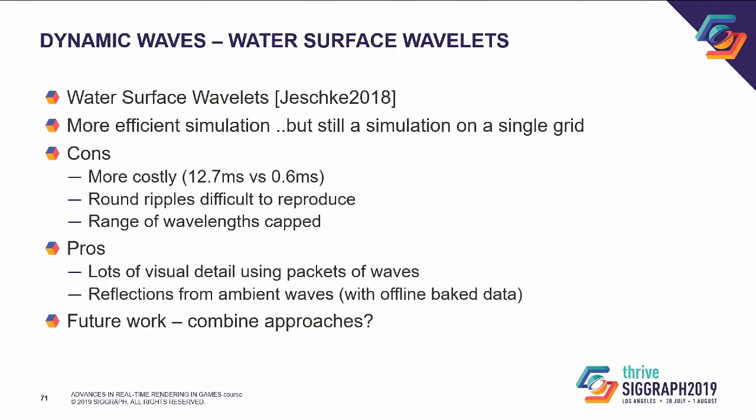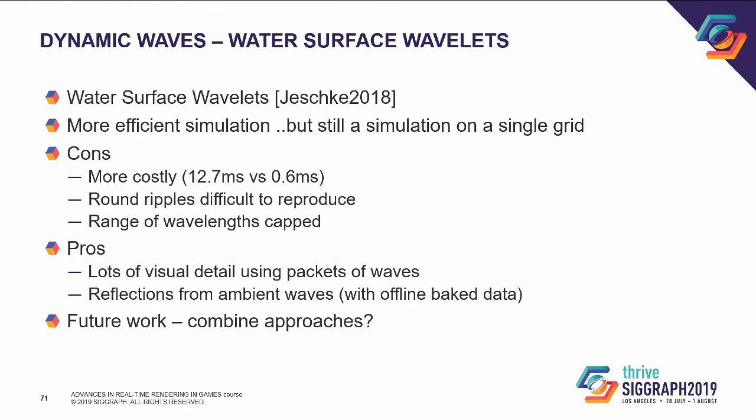Before moving on, we'll take a few moments to contrast a particularly relevant recent work from Jeschke et al. They describe a novel wave simulation that is very efficient and separates out the dynamics from the visual detail. The dynamics is smoothly varying and can be simulated on a coarser grid. This is more efficient, but is still a simulation on a single grid and has the same asymptotic complexity as previous approaches. It's more costly than ours in terms of GPU time and also GPU memory for similar domain sizes in world space.